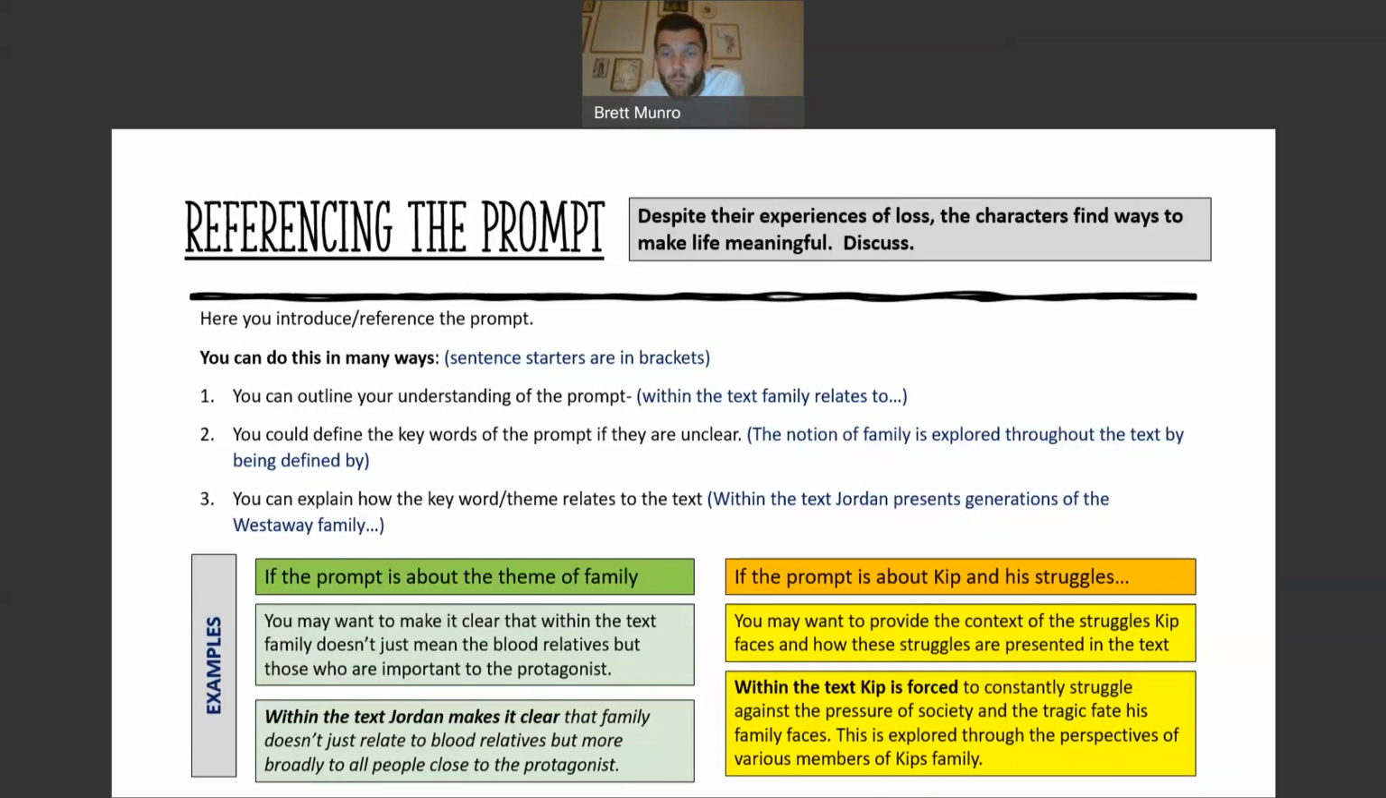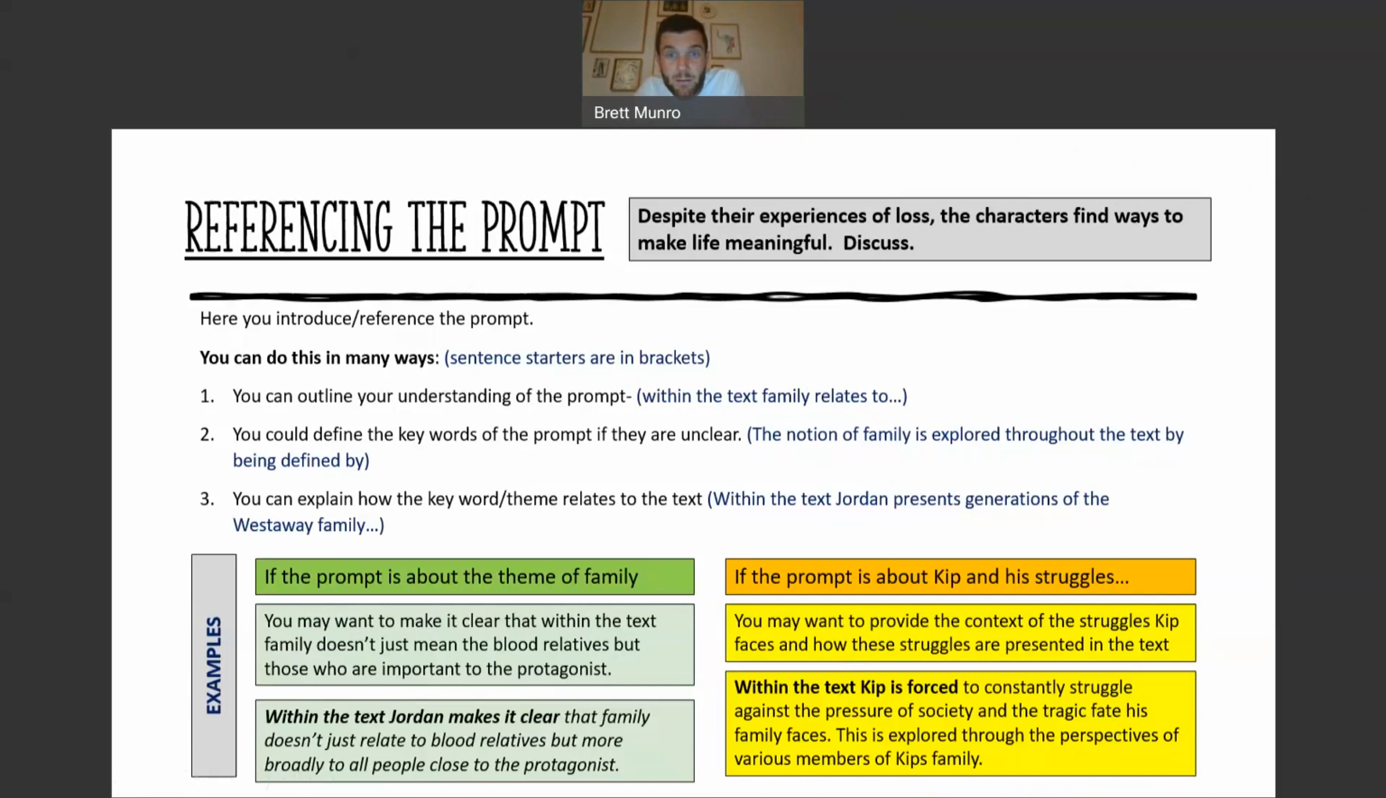If you were writing about Kip and his struggles, you might want to provide the context of the struggles he faces, and how these struggles are presented in the text. In that case, you would say, within the text, Kip is forced to constantly struggle against the pressure of society and the tragic fate his family faces. This is explored from the perspective of various members of Kip's family.